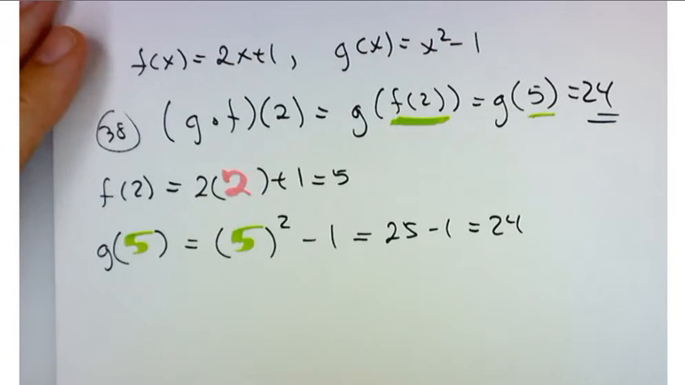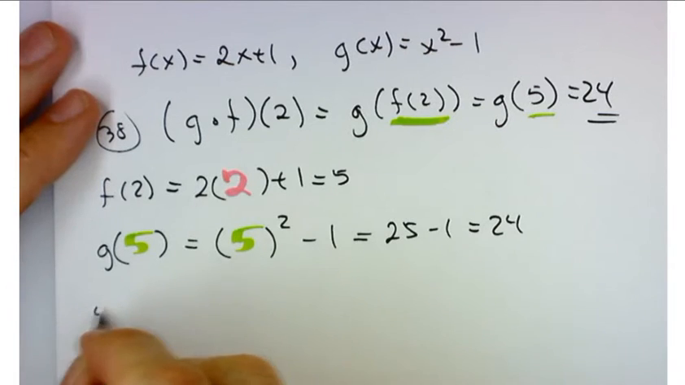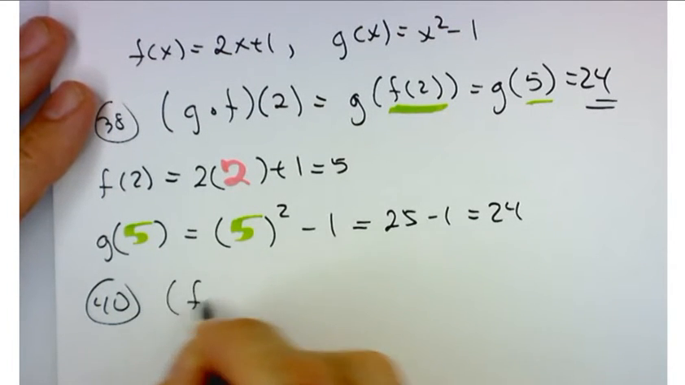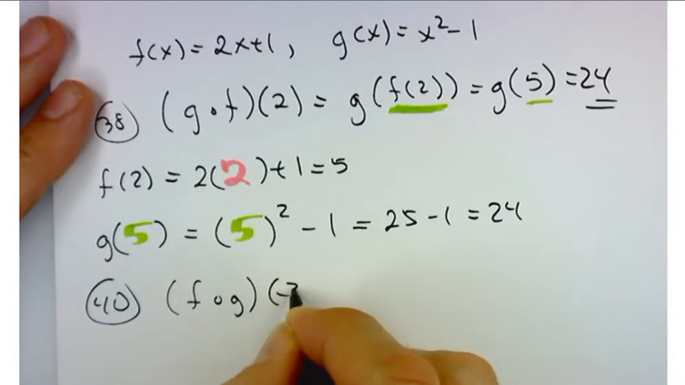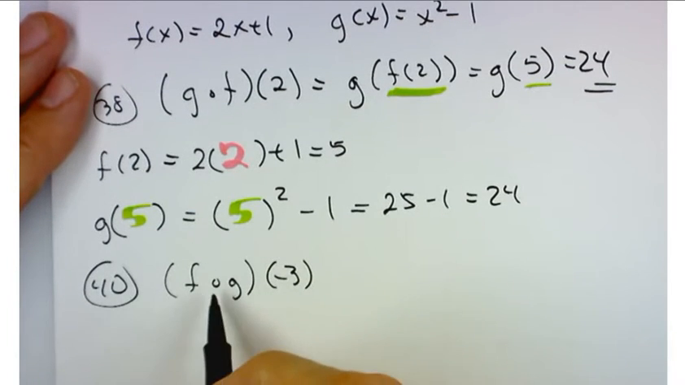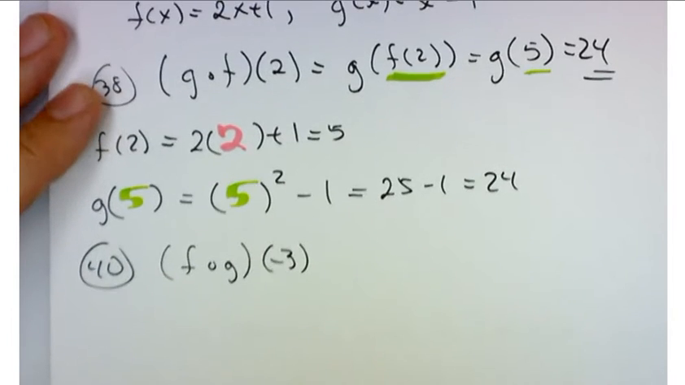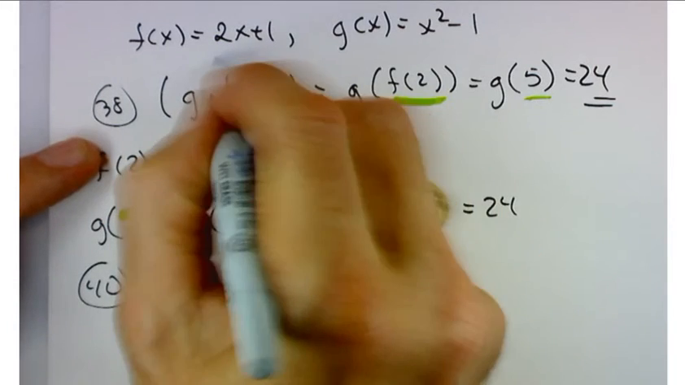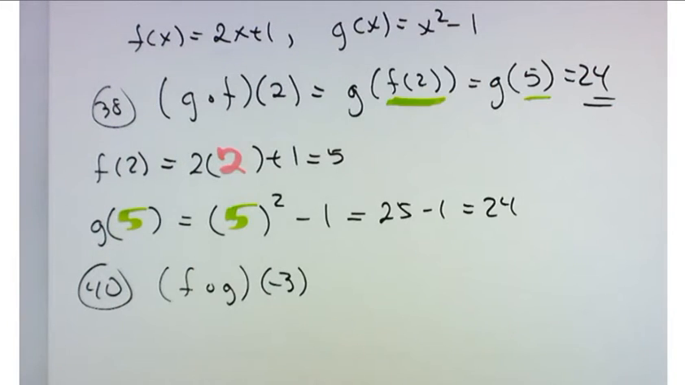Let's try another one like that. Are you okay with our first example of function composition here? Let's try problem number 40 then. Same two functions. This time they want us to calculate f of g of negative 3. So f of g of negative 3. So again, work with those two functions up here.